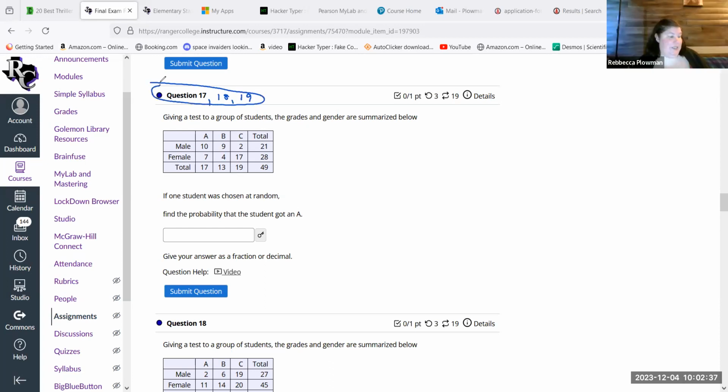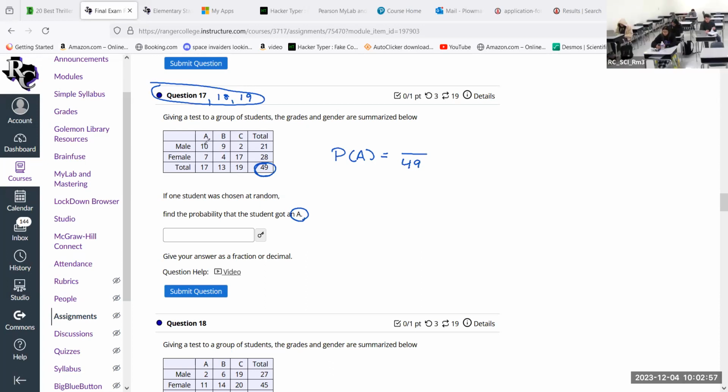So if we have something like this, we have this set here that is grades and gender. So we broke up people over grades and gender. And we want to know, what is the probability the student just got an A? So if you look at this, we know that we have 49 students altogether. And then the A's, remember we got 10 males with an A, 7 women with an A, but right here gives me the total. So all that is just 17 over 49. That one doesn't reduce, we'll just leave it like that.